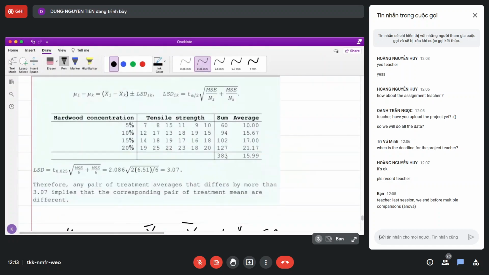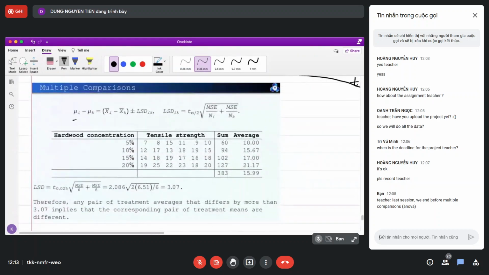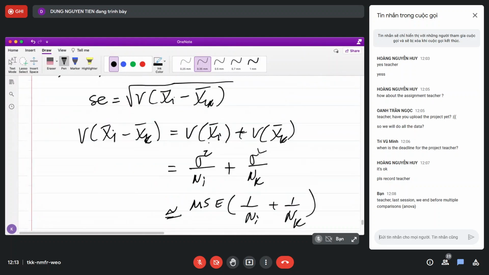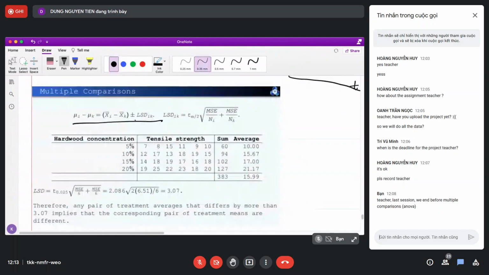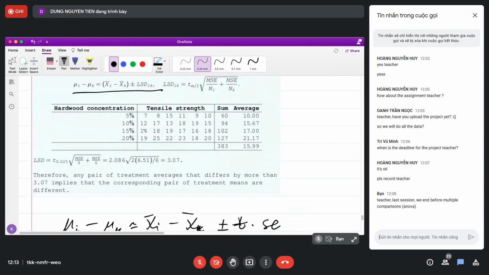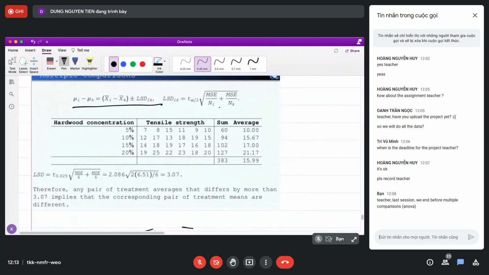That's why you get this result. This error is called the MSD. So you see that you get the difference in the sample means plus or minus the MSD. In our problem, n_i and n_k are the same. They are all 6. So we can get the MSD very easily, which is t times the square root of MSE times (1/6 + 1/6), which is 2.086 times the square root, and you get 3.07. Do you understand?